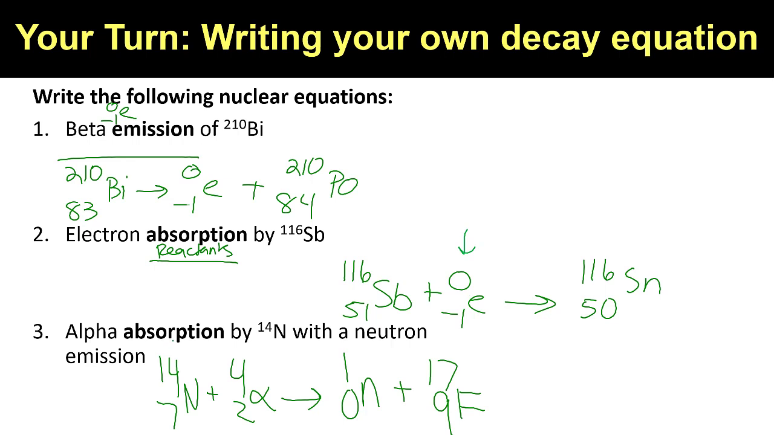And this one was the funkiest of them all, where it said you have alpha absorption by a nitrogen-14. So I had my alpha particle here, and of course we formed something new. In this case it was a fluorine-17, but out with that fluorine-17 did come a neutron. So make sure that you read carefully as you're doing these problems so you don't get them wrong.